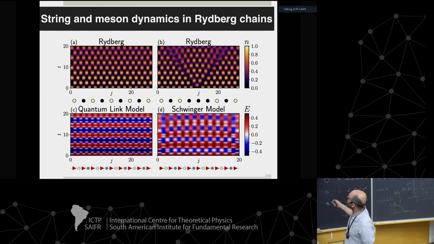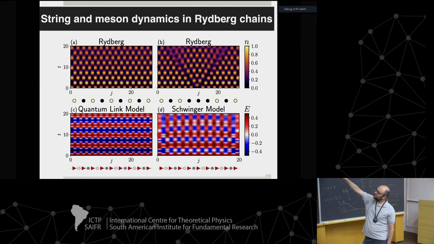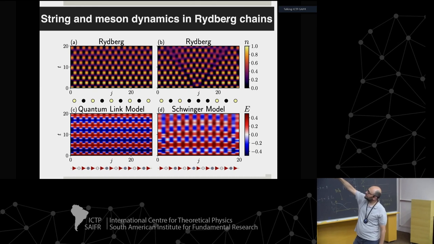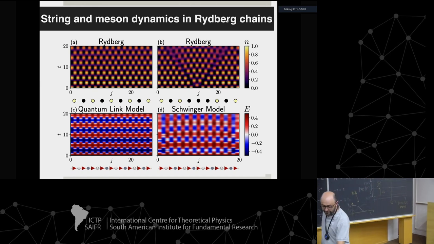Let me go to the next slide. You can try to do quenches, both in the Rydberg and in the Schwinger theory, where you start putting defects. So this is a null state with a defect, and in the language of the Schwinger model, this will be a vacuum with a particle-antiparticle pair, and you see that this creates almost perfect wavefronts. This is another state which is a very good description of the continuum limit. This also does not decay.